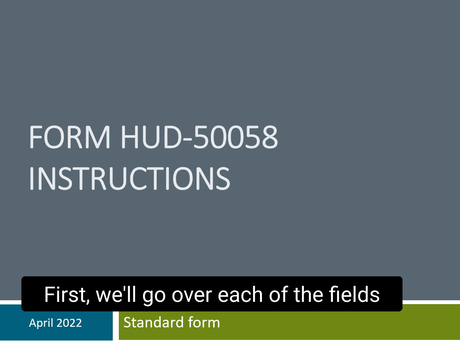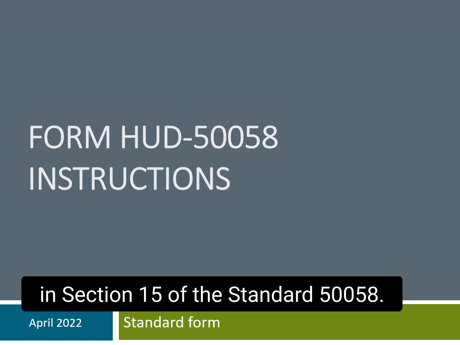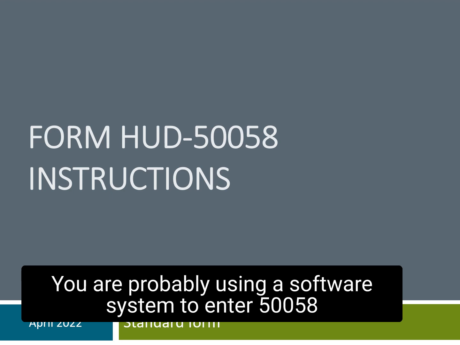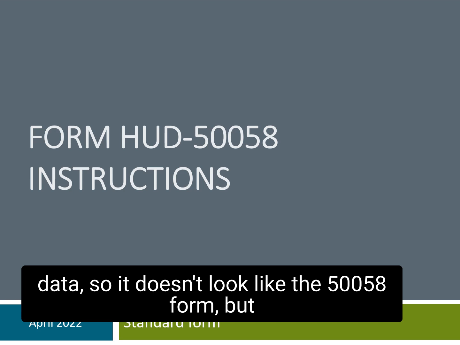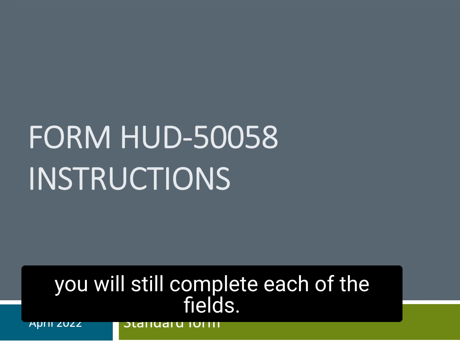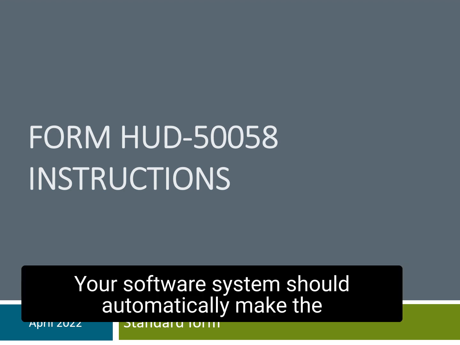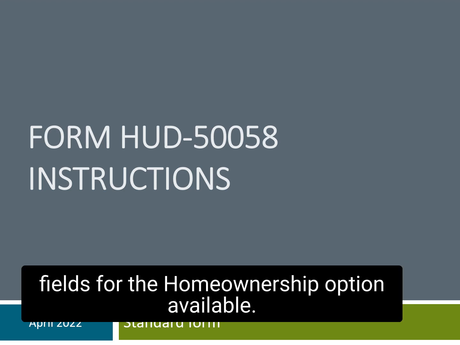First, we'll go over each of the fields in Section 15 of the standard 50058. You are probably using a software system to enter 50058 data, so it doesn't look like the 50058 form, but you will still complete each of the fields. Your software system should automatically make the fields for the homeownership option available.